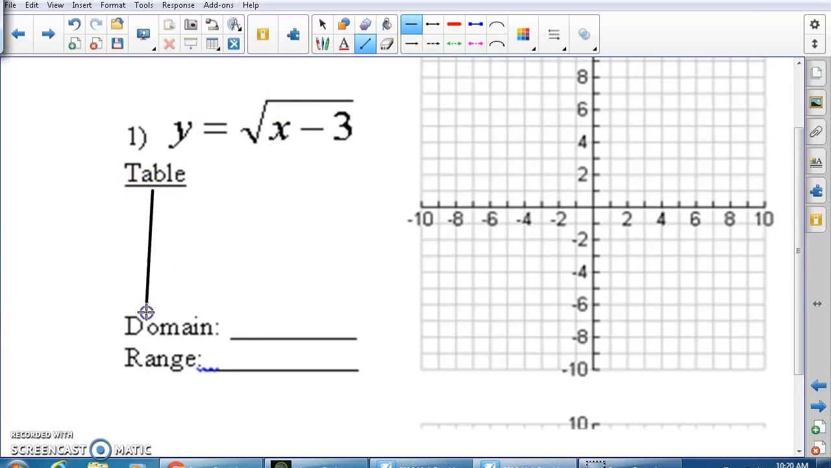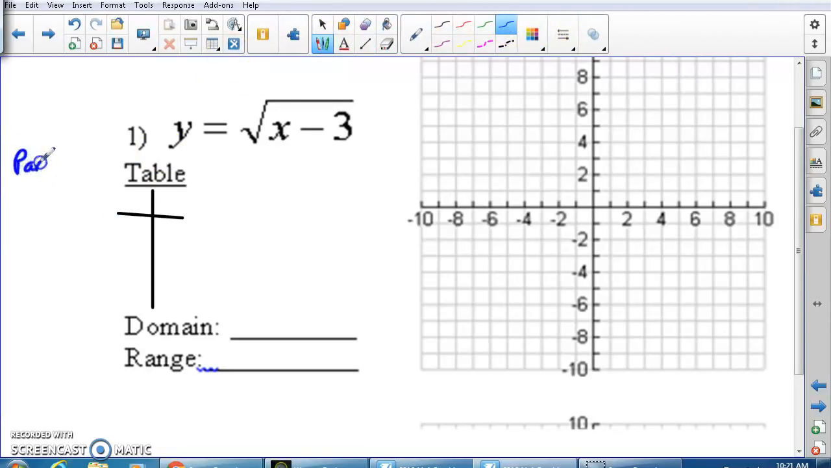So the first thing you're going to do is list the table for the parent function. I want to make sure you note that. So let's say parent function here. We have x and y. It's going to be the same each time. Okay, I'll give you a second to write that.